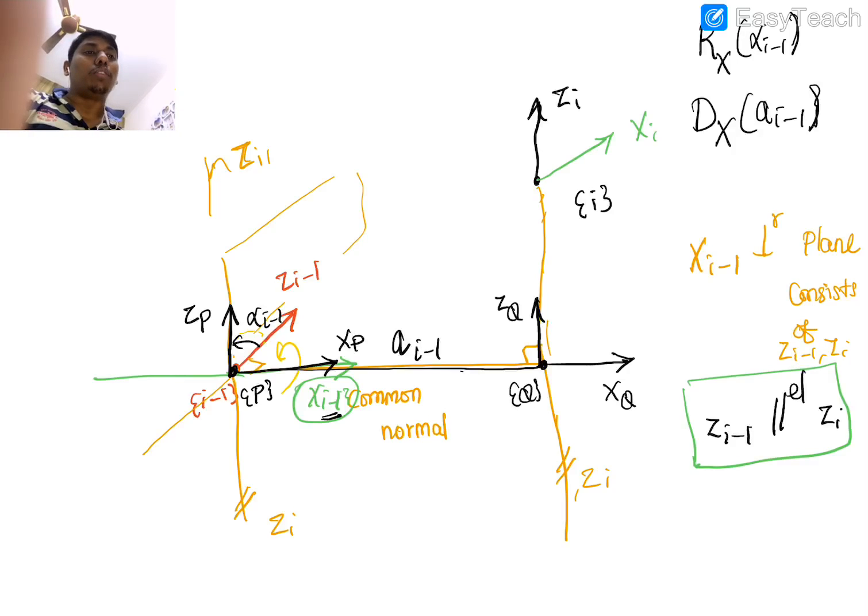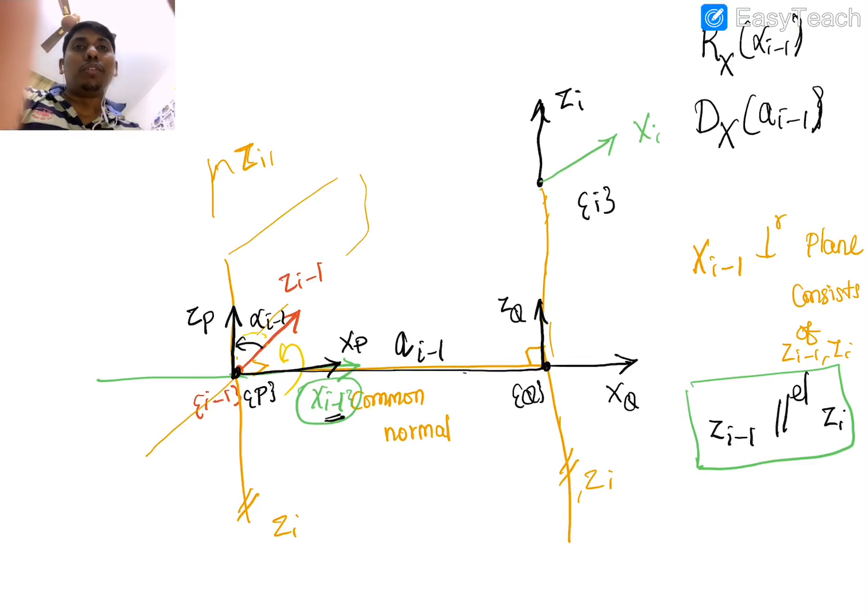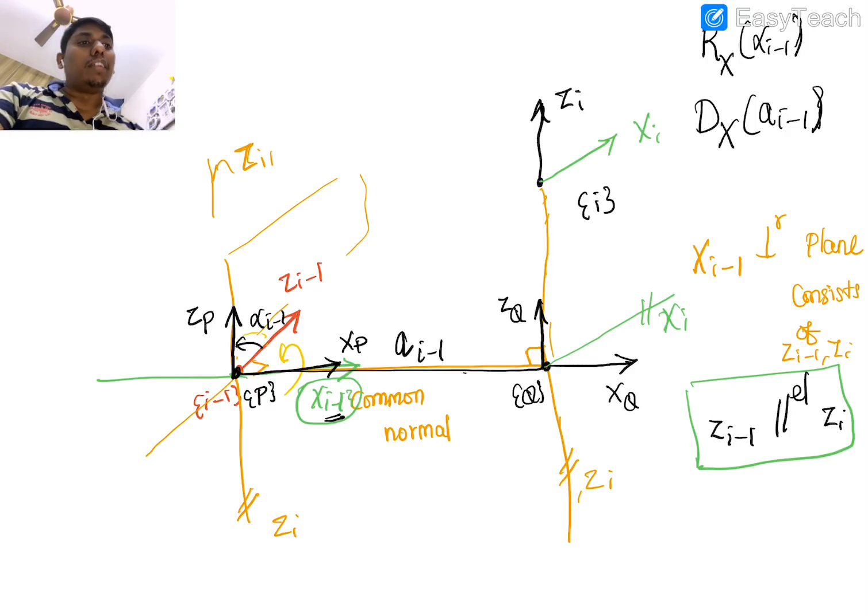Now I am trying to do the third operation. I am trying to draw a common parallel line, a parallel line to xi, and I am taking zi as the rotation axis. So I am taking a new frame called r. That r z-axis is parallel to zi, and it originates from q. Now this frame I am calling r.